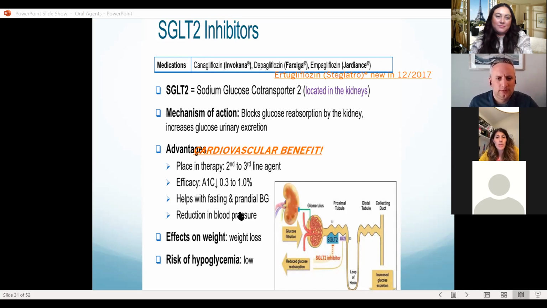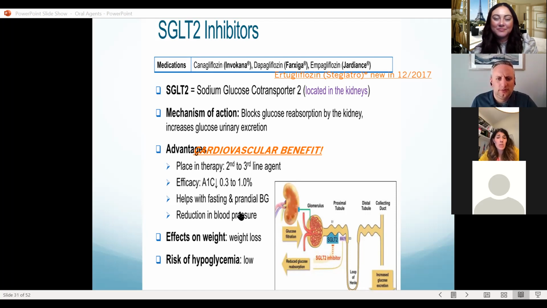It can cause blood pressure reduction, helps with lipid profile. The efficacy is, again, about 1%. It can help with weight loss. And I think that the biggest weight loss benefit in that is because it's kind of like a fluid pill. So when you're excreting glucose, water is going with it. And so people can see it acts as kind of like a diuretic.